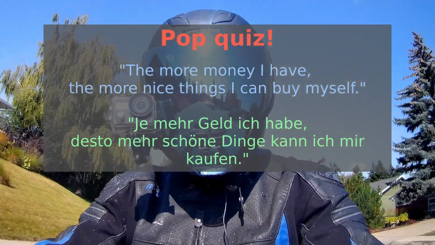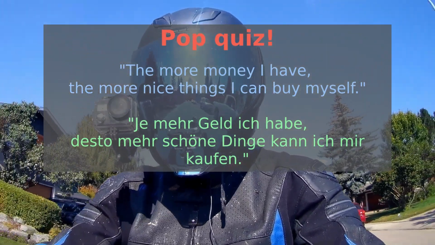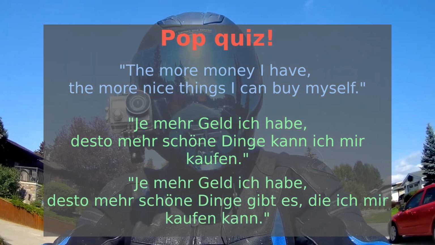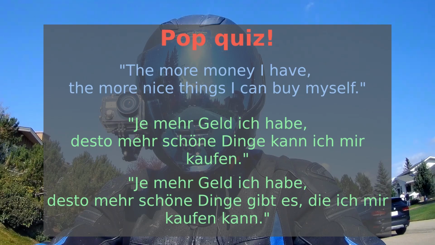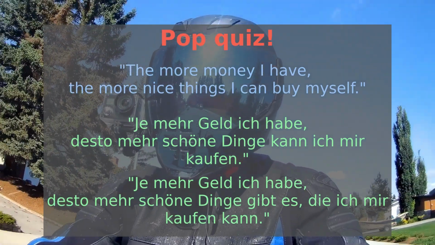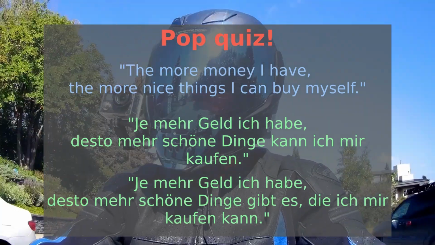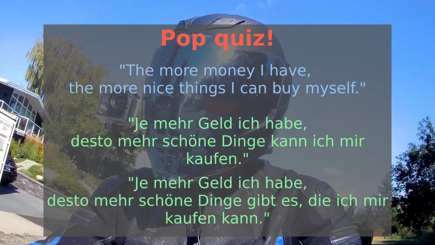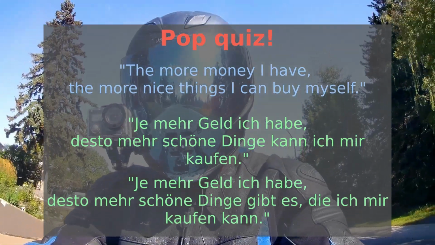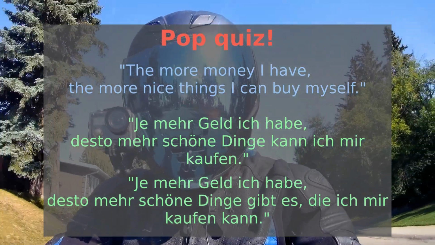I will also give you bonus points if you split the desto part into multiple clauses, because this is also an option. Check this out. Je mehr Geld ich habe, desto mehr schöne Dinge gibt es, die ich mir kaufen kann. This is a little bit more formal, it's a little bit more stuffy. The equivalent in English would be, the more money I have, the more nice things there are that I can buy myself. It's a little bit longer, a little bit stuffier, but it works just as well.